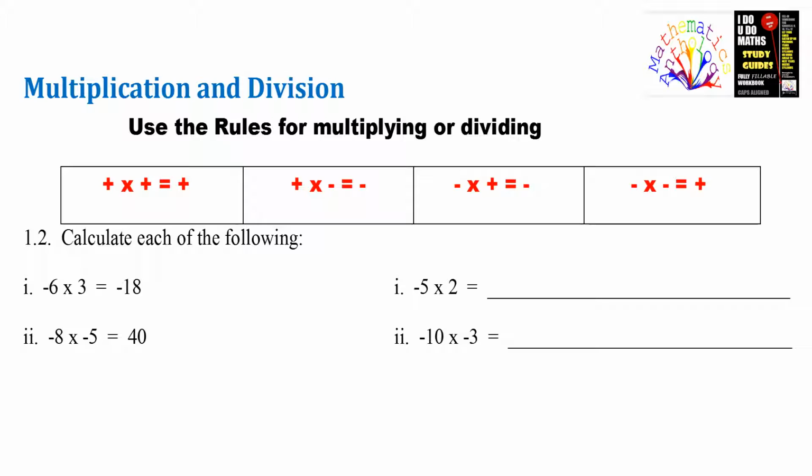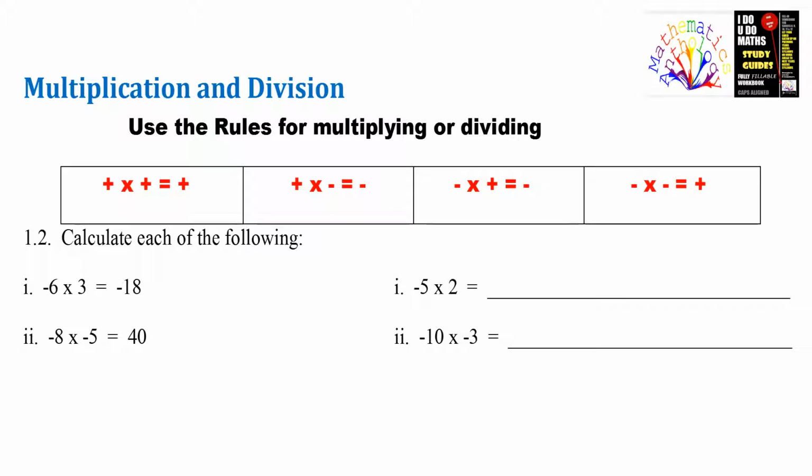So let's calculate here. Negative 6 times 3. Now we can work with the values first, the constants. So 6 times 3 will give me 18, that we know. Now we can look at the signs. A negative 6 times a positive 3. Negative times a positive, we know according to the rules, is a negative. So negative 6 times 3 will give me negative 18.